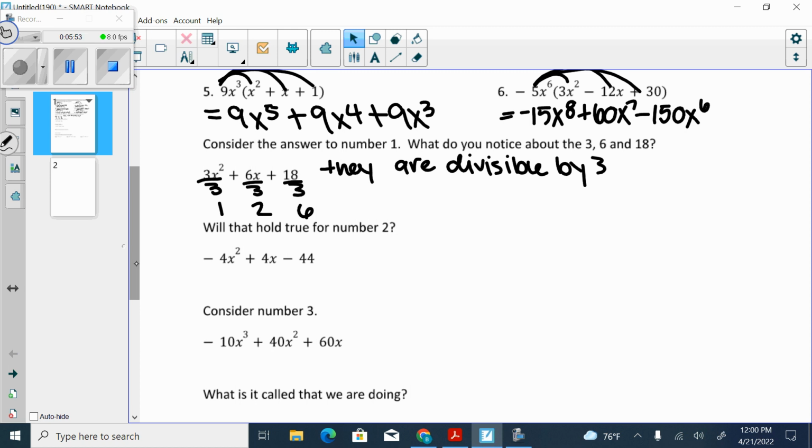Okay, and then they asked the same thing about number 2. Here's what we got for our answer on number 2. What do you guys notice about the numbers -4, 4, and -44? They're all divisible by 4. Right, all divisible by 4, or if we're looking at that first one, we might say even -4, right? So they are all divisible by 4 or -4.